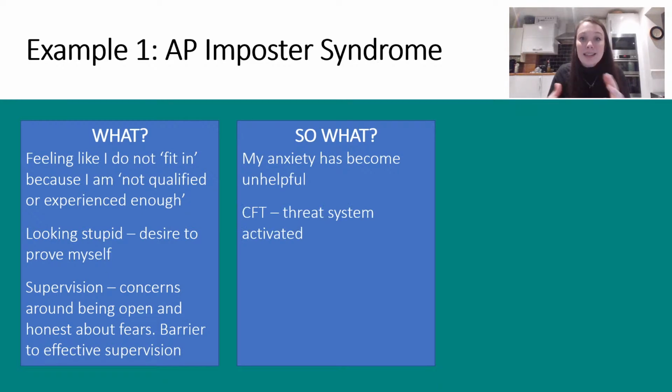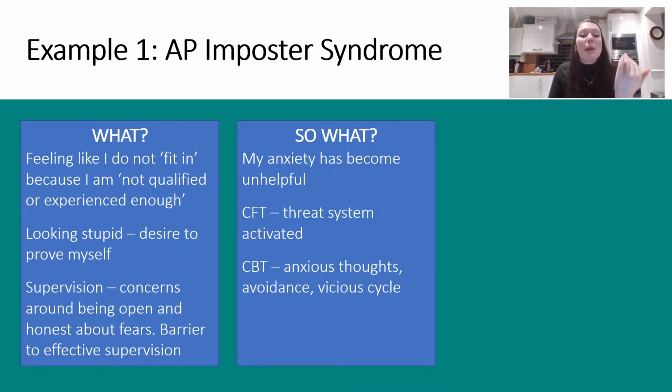And then I think about different systems, different models that I can use. Anyone who's watched any of my recent videos knows that I'm very into compassion focused therapy at the moment. And basically, my threat system was massively activated. I felt very, very stressed a lot of the time because I felt under threat and my anxiety was there. Looking at CBT, which is obviously a model that we all know, I was having lots and lots of anxious thoughts, wanted to avoid the situation, and that just became a vicious cycle, and it doesn't help.